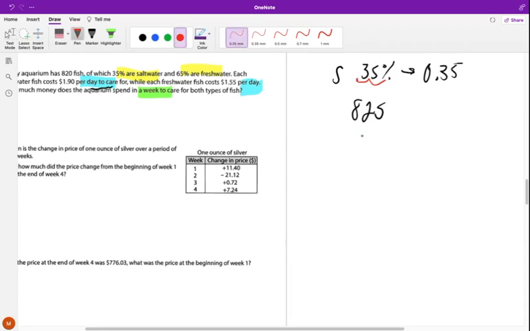So we need to multiply 825 by 0.35. This will tell me how many of those fish are actually saltwater. So then we multiply. I'm sorry, not 825, that's 820. 820 fish. So now we multiply.